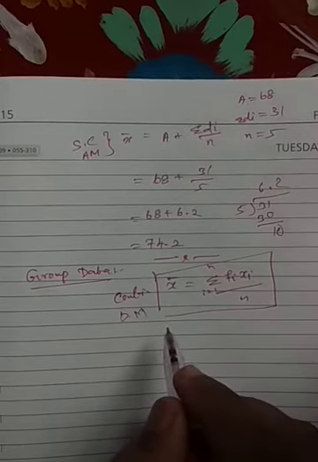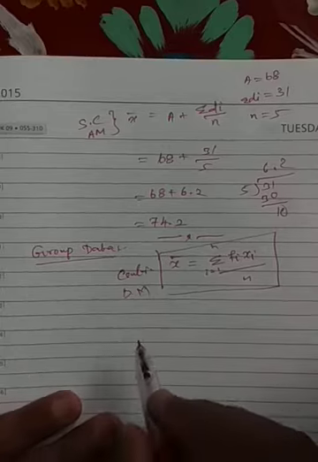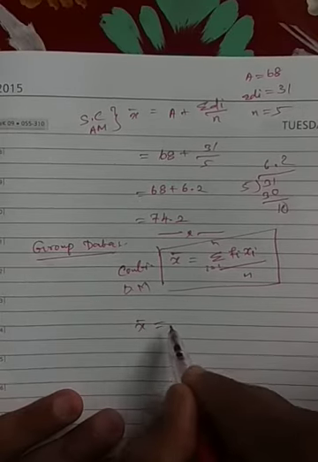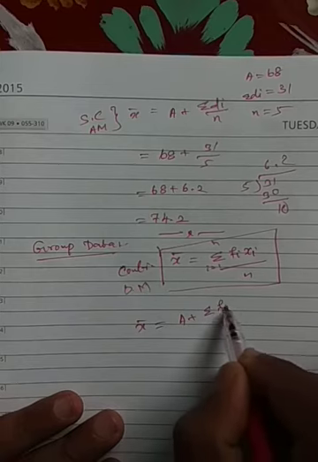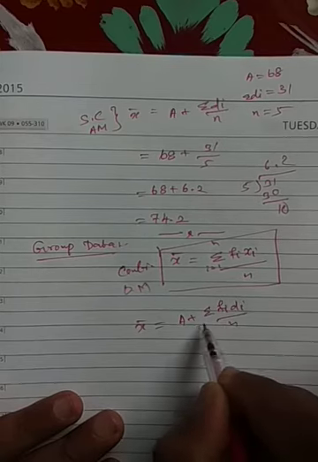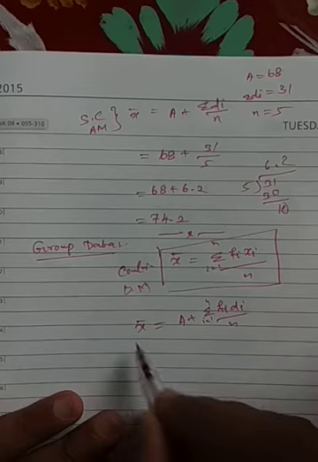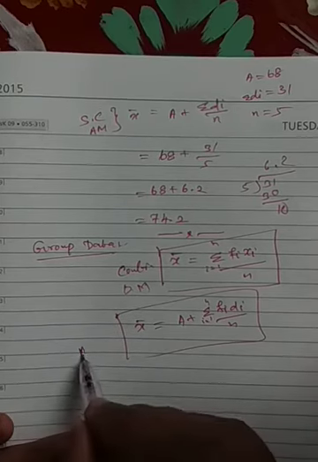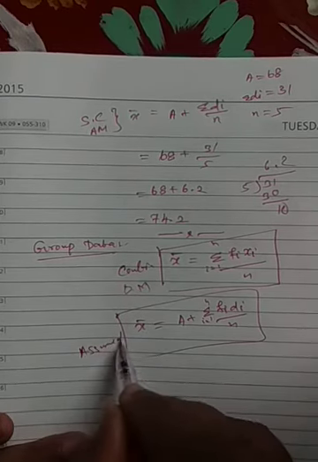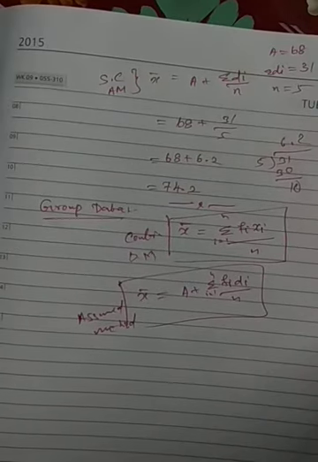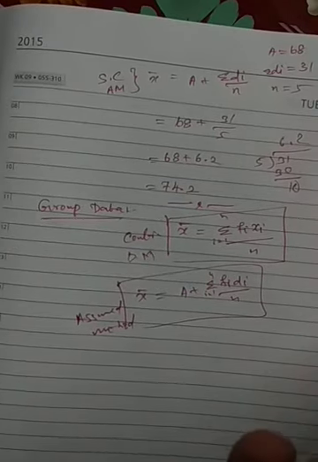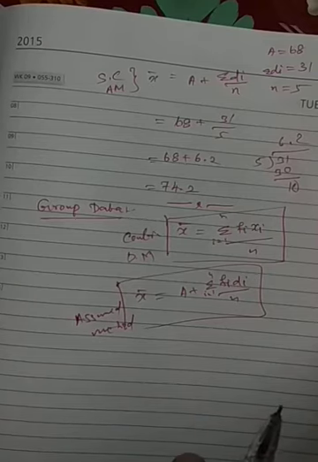The assumed method formula is the same thing you have done: x bar equals a plus sigma fi into di by n, again i ranging 1 to n. This is the assumed method formula for both continuous and discrete type. Okay, keep that in mind. Now we will go with the problem.